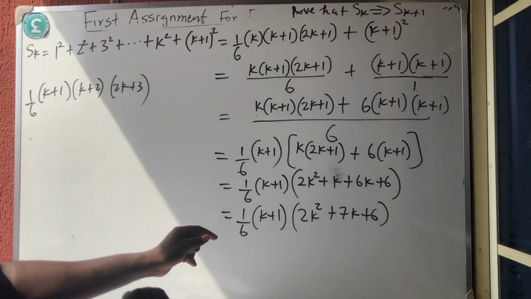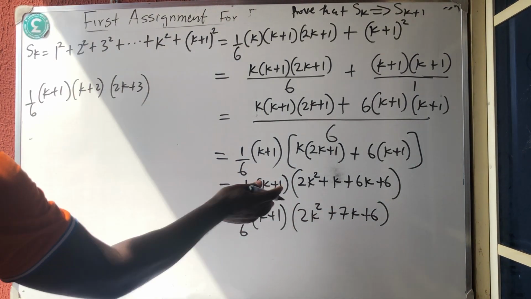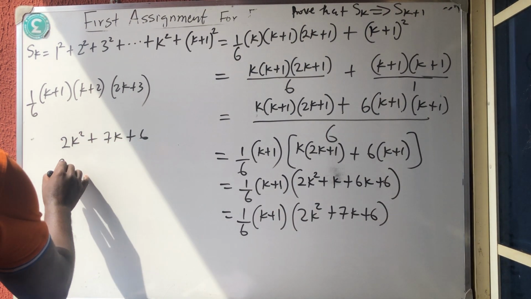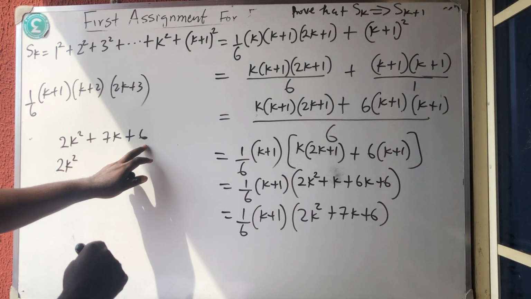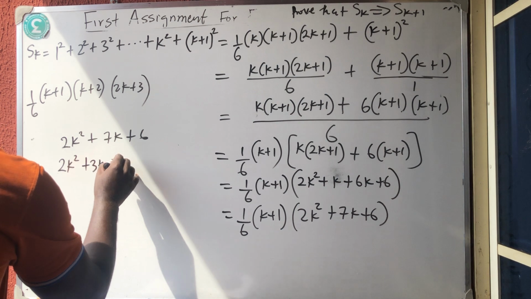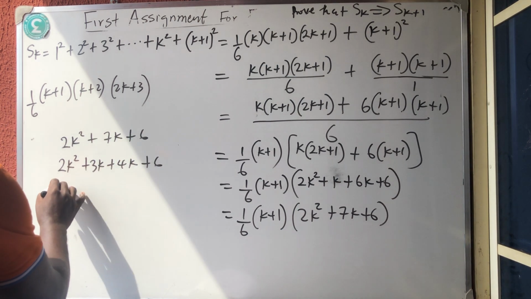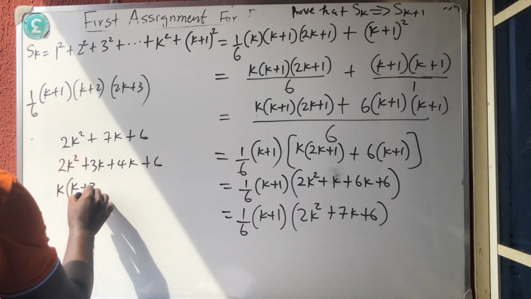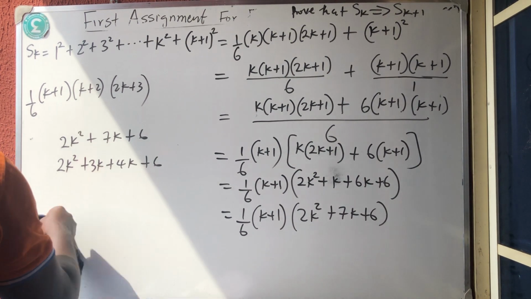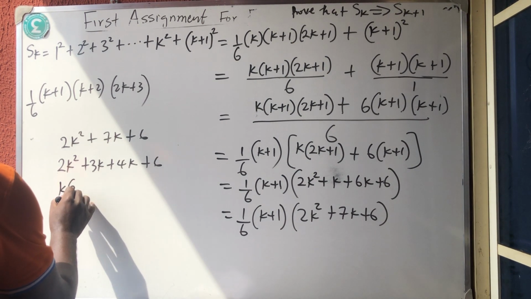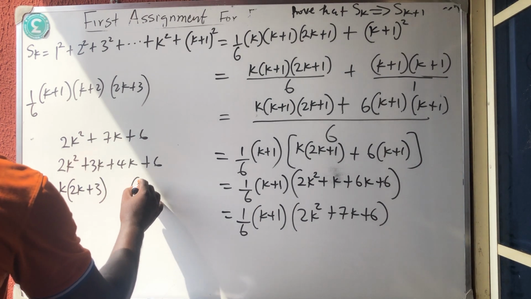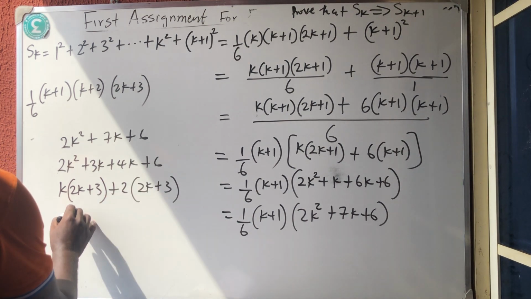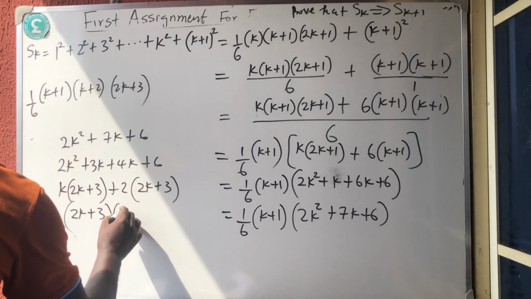Are you with me? Now let us factorize this. I'm having 2k squared plus 7k plus 6. This time this is giving me 12, so I'm having 2k squared plus 3k plus 4k plus 6. What is common is 2k here, so I'm having k plus 3... what is common here is k, so I'm having 2k plus 3. And the same 2k plus 3 will be here. So plus plus is plus. This divided by this is 2, so I'm having 2k plus 3 and k plus 2.